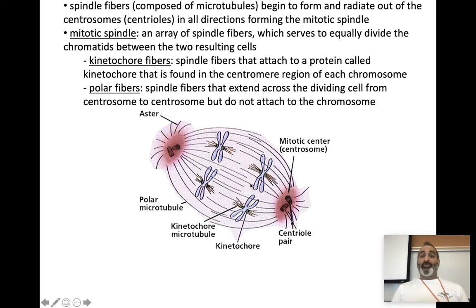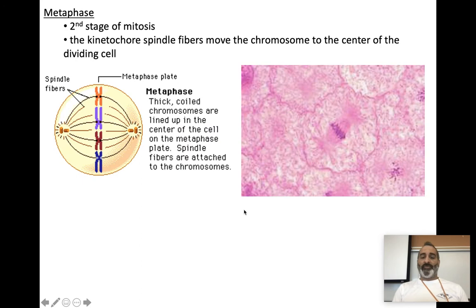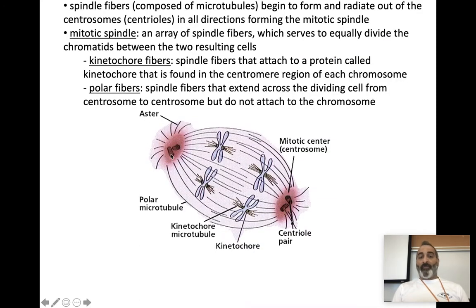The kinetochore fibers are the fibers that actually connect directly to the chromosomes. So here are kinetochore fibers. The polar fibers are the ones that go from end to end. They're kind of like tracks so that the chromosomes can slide along these tracks and move along. So the kinetochore fibers connect directly to the chromosomes at the centromere region, and the polar fibers go from end to end so that they serve as tracks for the chromosomes to move along.